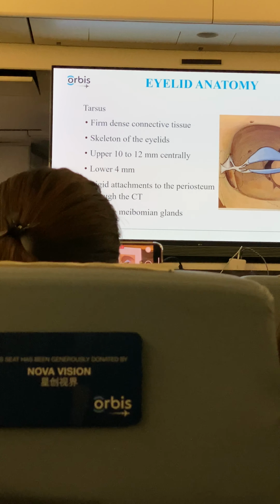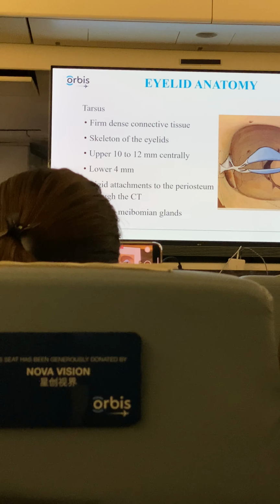The tarsus attaches to the medial canthal and lateral canthal tendon to the periosteum on the orbital rim.